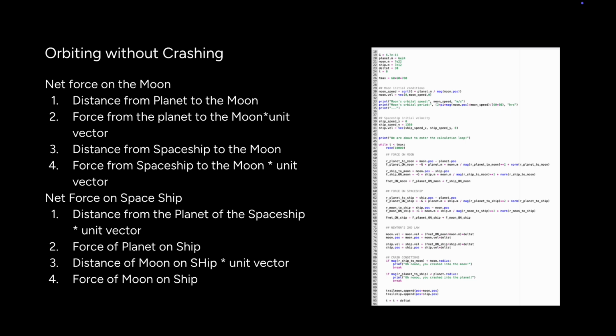The simulation used gravitational forces between all objects and applied Newton's second law to update the motion over time. The gravitational force between two objects is calculated using F equals GMm over r squared. In the simulation, we calculated the gravitational force on the moon from the planet, on the moon from the spaceship, on the spaceship from the planet, and on the spaceship from the moon. These forces were added to find the net force on each object. Using Newton's second law, we updated velocity and position at each timestep using numerical integration.